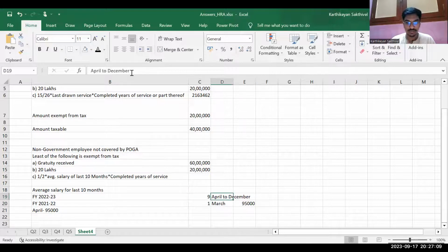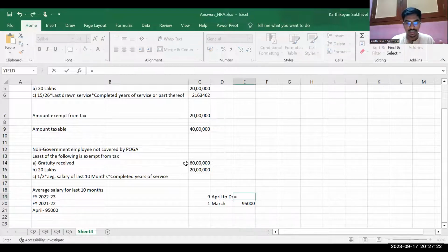So what is the salary of the month of March? 95,000. There is no other number, that is the only number we have. Right? So in the beginning of the year, salary was 95,000. April, May, June, July, August, September. 6 months for which his salary was 95,000. Plus October, November, December. So for 3 months his salary was revised to 1,25,000. So this is the entire salary for 10 months. So we are just going to make an average.